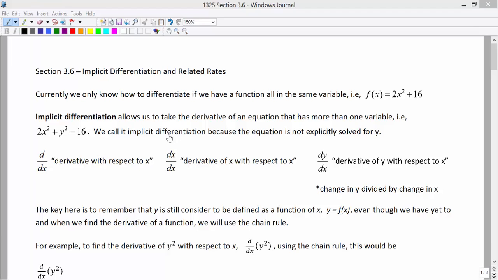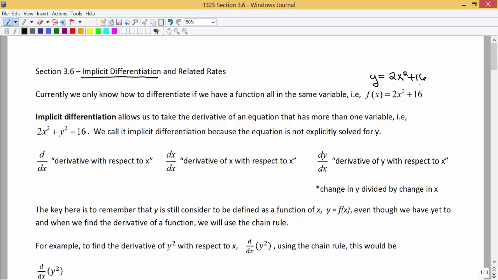In section 3.6, we are going to be looking at something called implicit differentiation. So far, we have been doing what we would call explicit differentiation. In other words, if I look at this function here, f of x equals 2x squared plus 16, this function is explicitly solved for y. So we have y equals, because f of x and y are the same thing, we have y by itself equals, and then we have a function that only has the variable x in it. So it is a function of x.